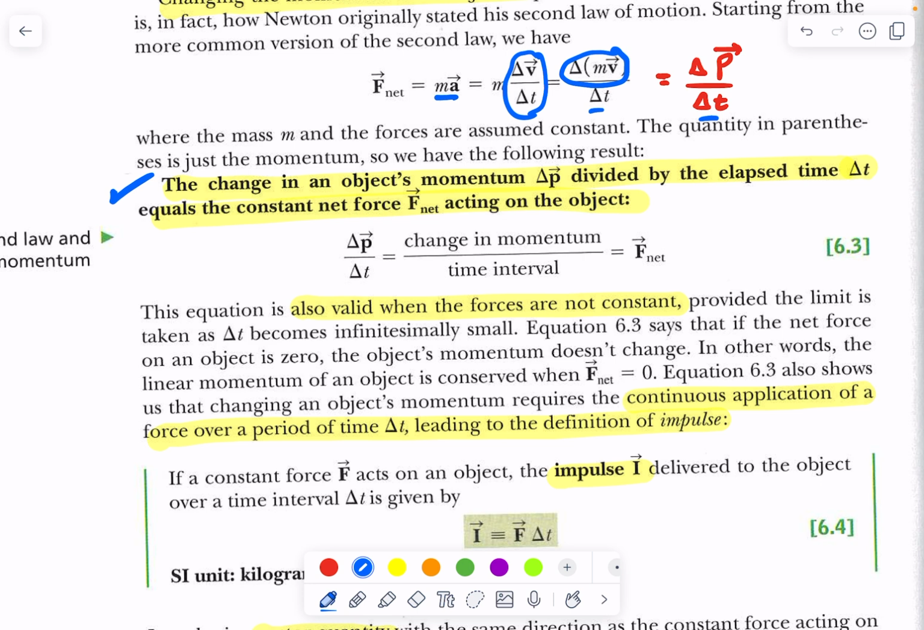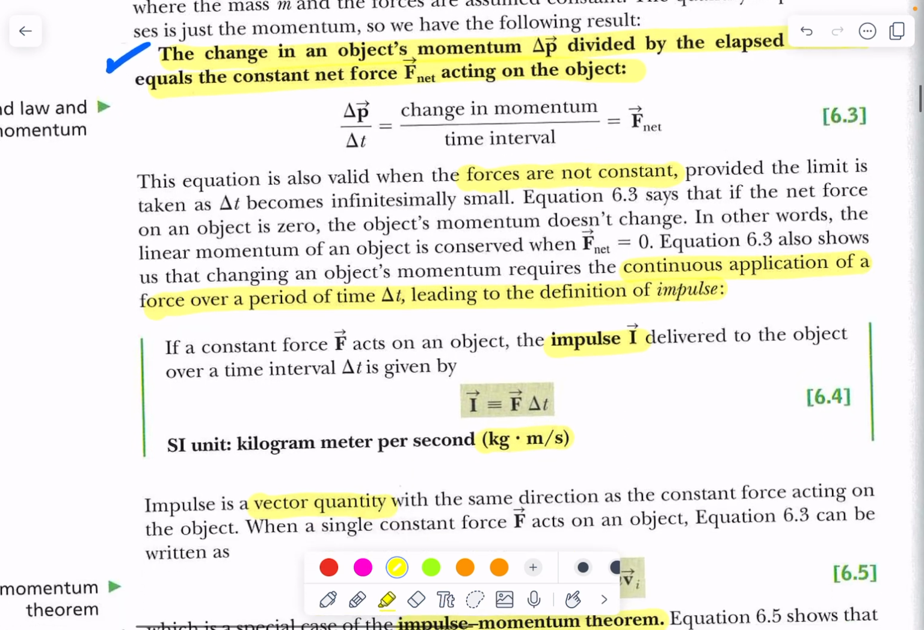We can talk about a momentum, and for some reason this is erasing again. Even when the forces are not constant, we can make this observation that the change in momentum divided by the change in time equals the net force that's going to act on the object to produce that change in momentum in that interval of time.